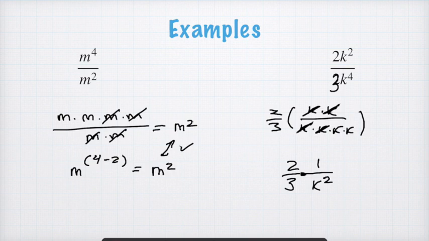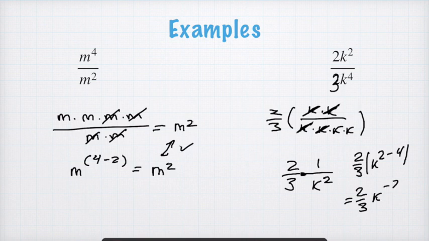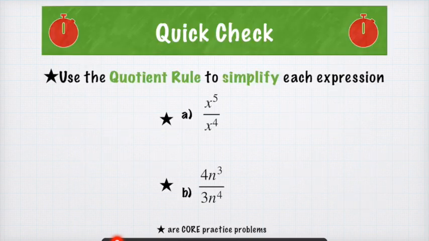Now, how we do that the other way, we're going to keep our coefficient here, and we're going to say times k to the exponent of the numerator minus the exponent of the denominator, and that'll end up with 2/3 k to the negative 2. This one we'll talk about later, so hold on to that. 100% we will talk about it.